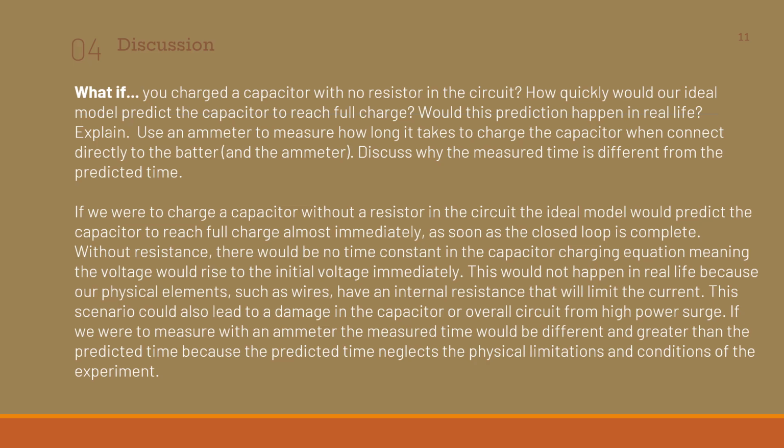Then explain. If we were to charge a capacitor without a resistor in the circuit, the ideal model would predict the capacitor to reach full charge almost immediately, as soon as the closed loop is complete. Without resistance, there would be no time constant in the capacitor charging equation, meaning the voltage would rise to the initial voltage immediately. This would not happen in real life because our physical elements, such as wires, have an internal resistance that will limit the current.